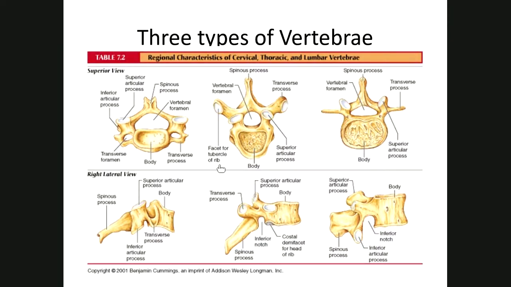There are three types of vertebrae. Okay, there are cervical, thoracic, and lumbar. There are three types. Now, I don't see how they have them labeled here, but they are. These are cervical here on the far left. These are thoracic in the middle, and these are lumbar on the side.